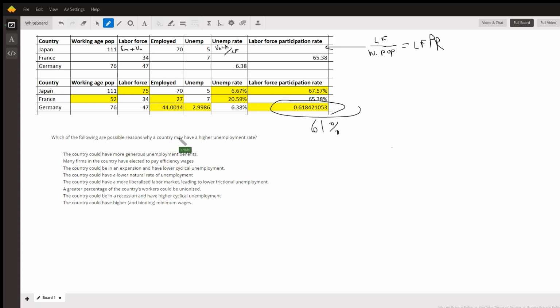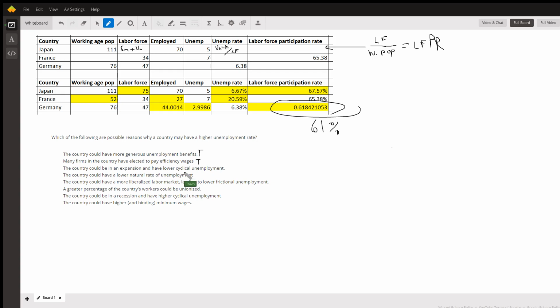Okay, these are true or false. Which of the following reasons might explain why a country has a higher unemployment rate? Generous unemployment benefits decrease the incentive to work, so that's possible. Many firms in the country have elected to pay efficiency wages. Efficiency wages can cause some unemployment because the firms get a little choosier. You might want to check the specifics in the textbook, but efficiency wages mean I'm going to pay higher than the going rate. So I would say probably.